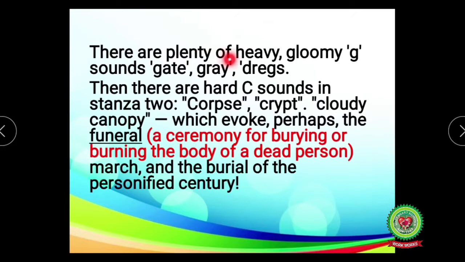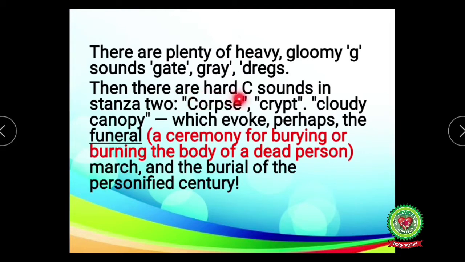There are plenty of heavy, gloomy G sounds: gate, grey, dregs. So we have the heavy sound of G. G can have two sounds, J and G. So here we have the heavy G sound in gate, grey and dregs.